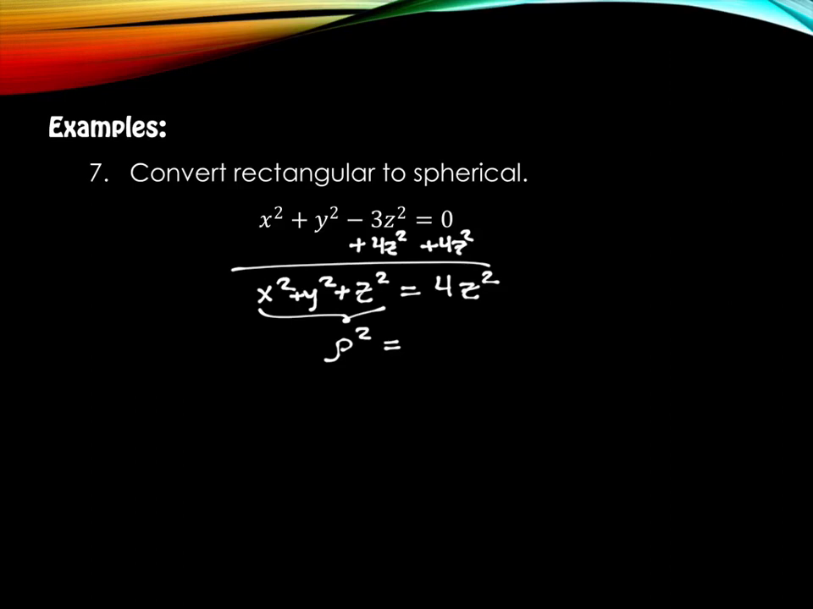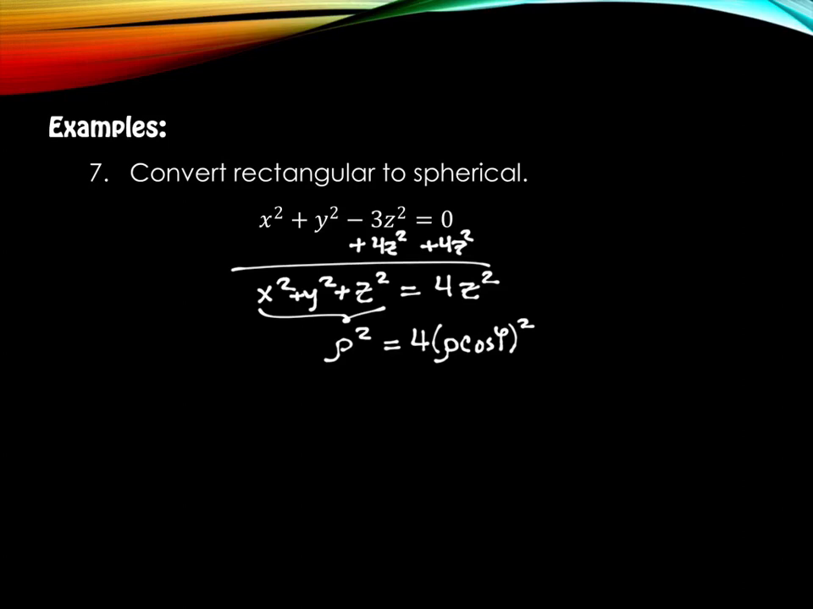Okay, so the 4 is going to stay. And then, say it again, Adeline, rho cosine of phi. Phi. Rho cosine phi, and then squared.